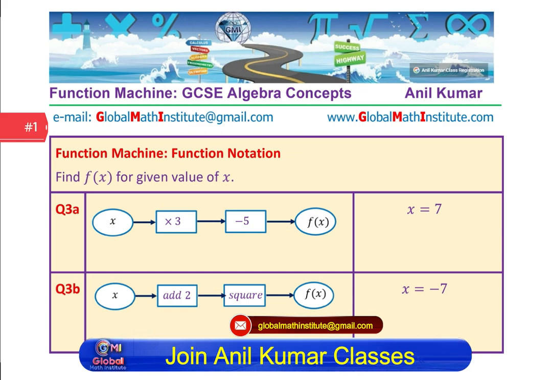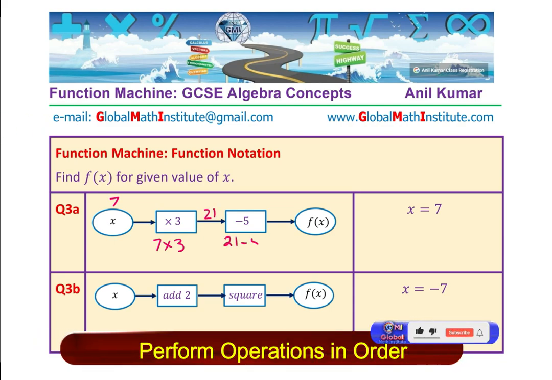So, if I substitute 7 for x, times 3 means what? 7 times 3 is 21. And then we have to subtract 5. 21 minus 5 is what? 21 minus 5 is 16, right? So, we get our answer as 16. That is one way of doing it.